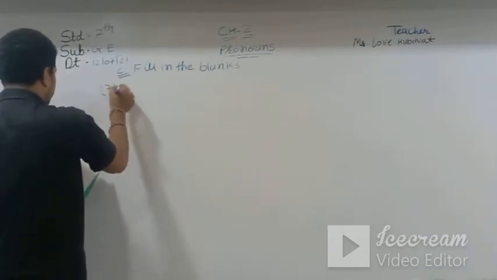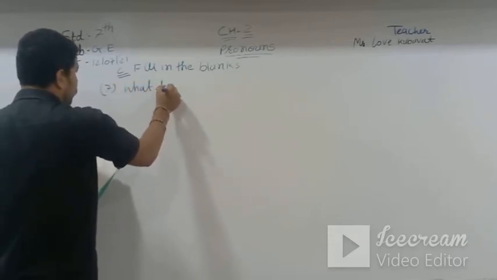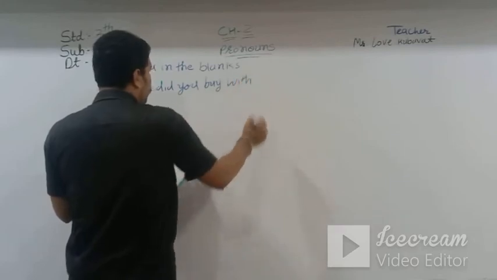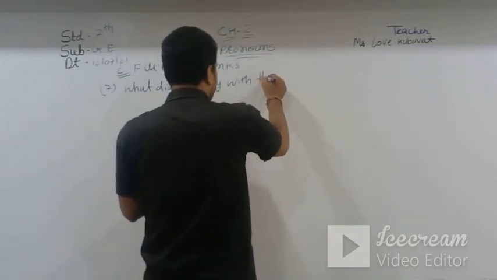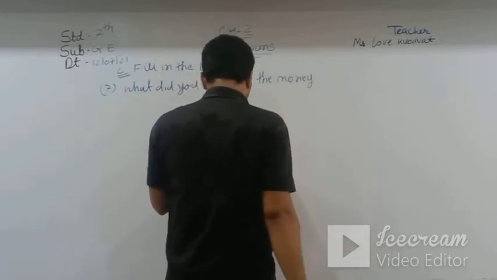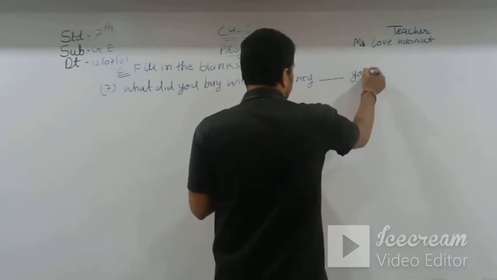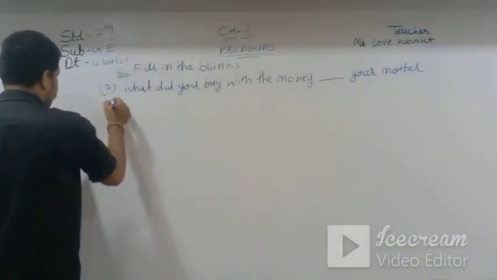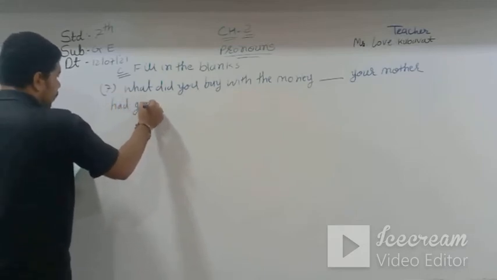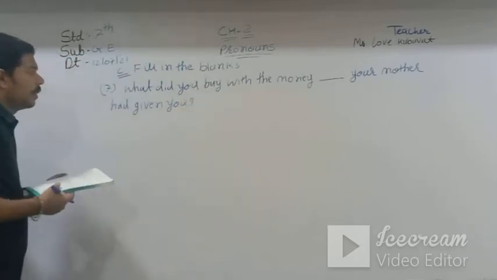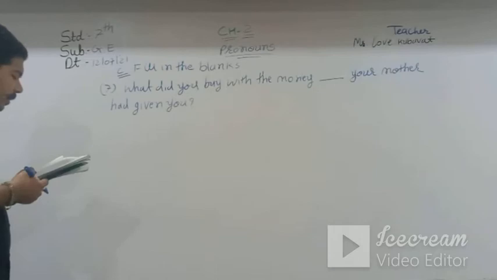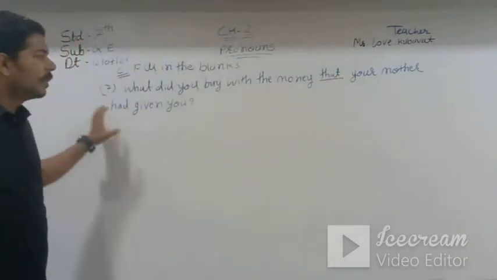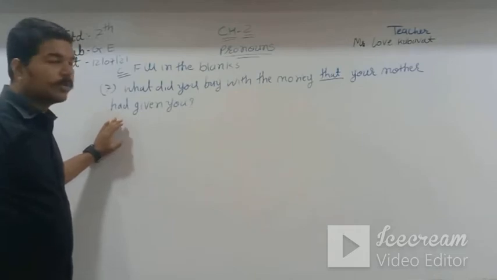Seventh blank: What did you buy with the money blank your mother had given you? What did you buy with the money that your mother had given you? The answer is that.